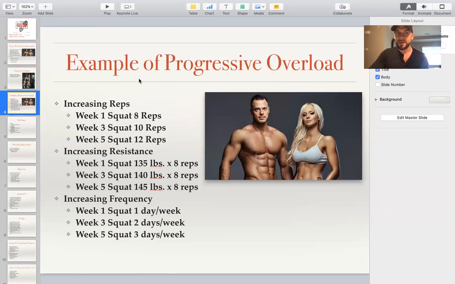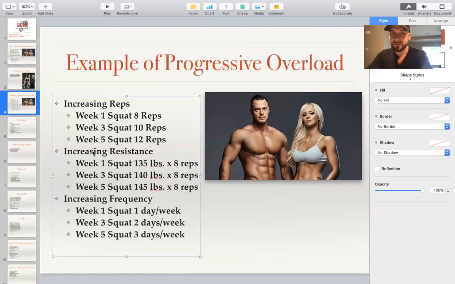For example, if you want to increase reps, all right, week 1, you might do 8 reps of a squat. You might do that for week 2 as well. Week 3, you do 10 reps of a squat. Week 5, you do 12 reps of a squat, right? If you want to increase resistance, very simple. Increase 5 pounds per week at the same amount of reps, right? See here, week 1, you squat 135 for 8 reps. Week 3, you squat 140 for 8 reps. Week 5, you squat 145 for 8 reps.